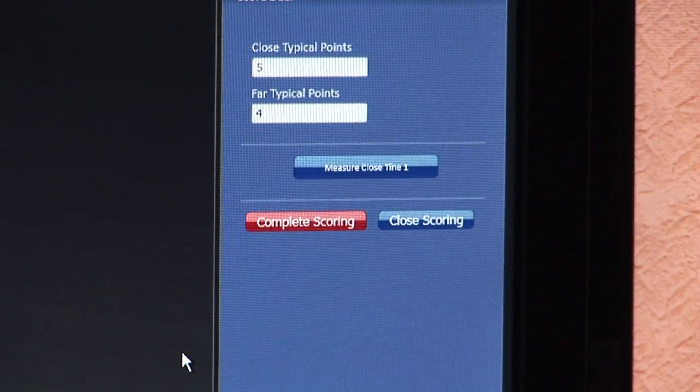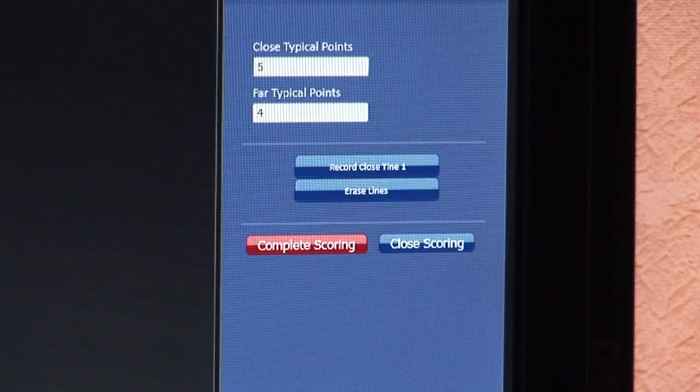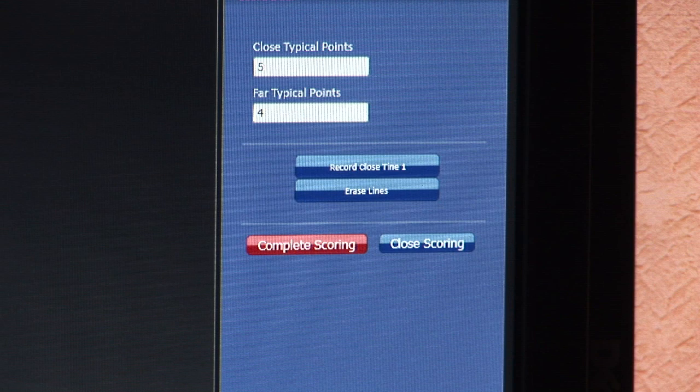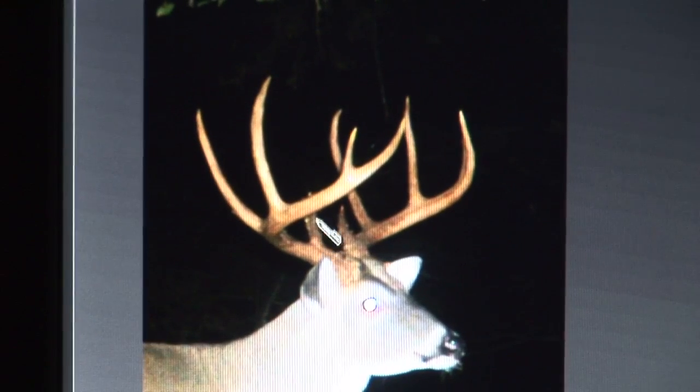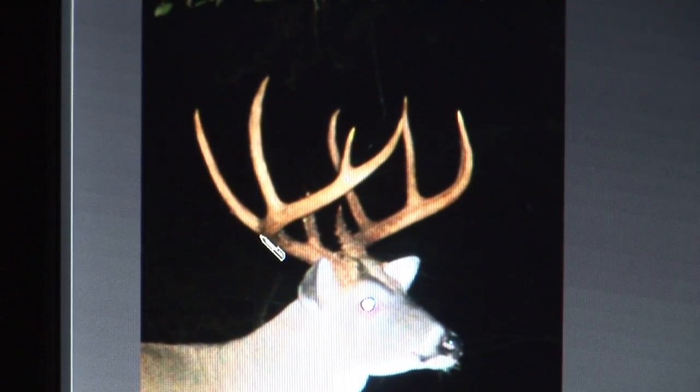You're now ready to measure the close tines, beginning with close typical tine 1. Starting where the typical tine meets the main beam to the point, record close tine 1. For close tine 2, again begin where the typical tine meets the main beam and extends to the end. When satisfied, record close tine 2. Do this for all close typical tines, and when complete, go to the far typical tines.